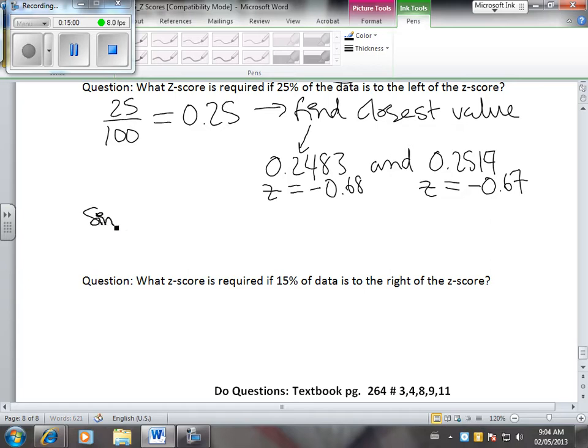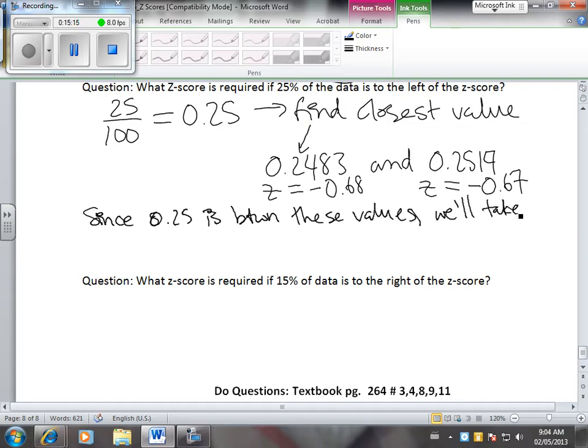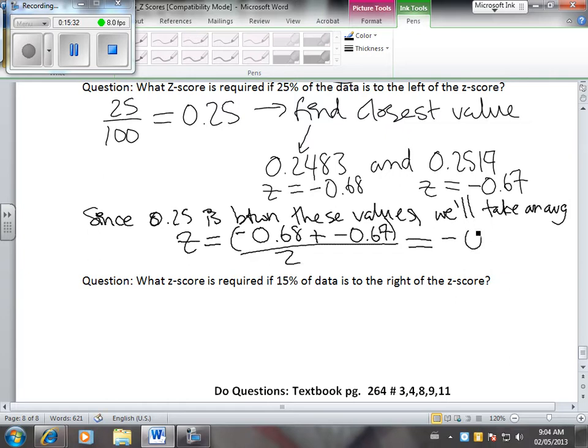So since 0.25 is between these values, we'll take an average. So our Z equals negative 0.68 plus negative 0.67, and this is all divided by 2, and that gives us a Z-score of negative 0.675.